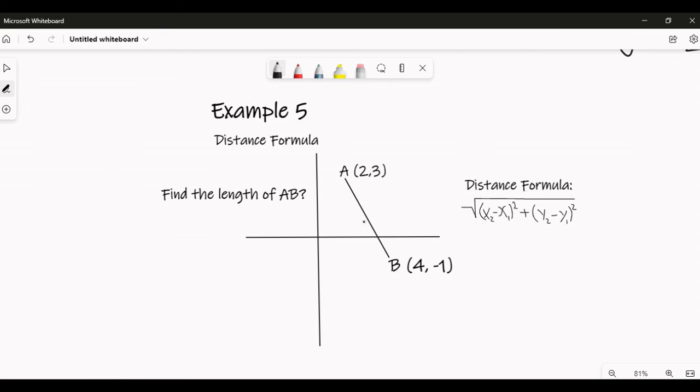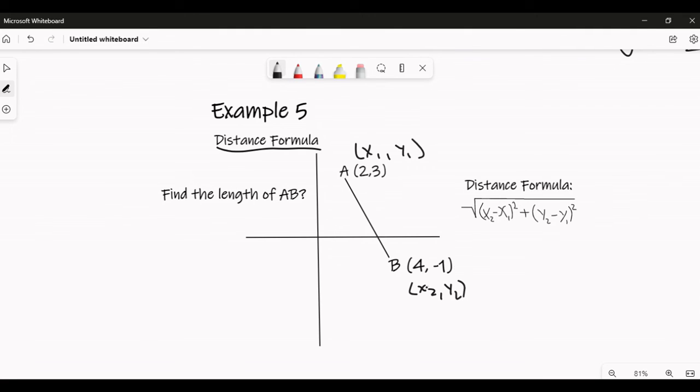Now coming to example number 5, using the distance formula. If they give us the coordinate points of A and B, can we find the length of AB? By using the distance formula, we can. If we put A as x1, y1, and B as x2, y2, we can easily find it.